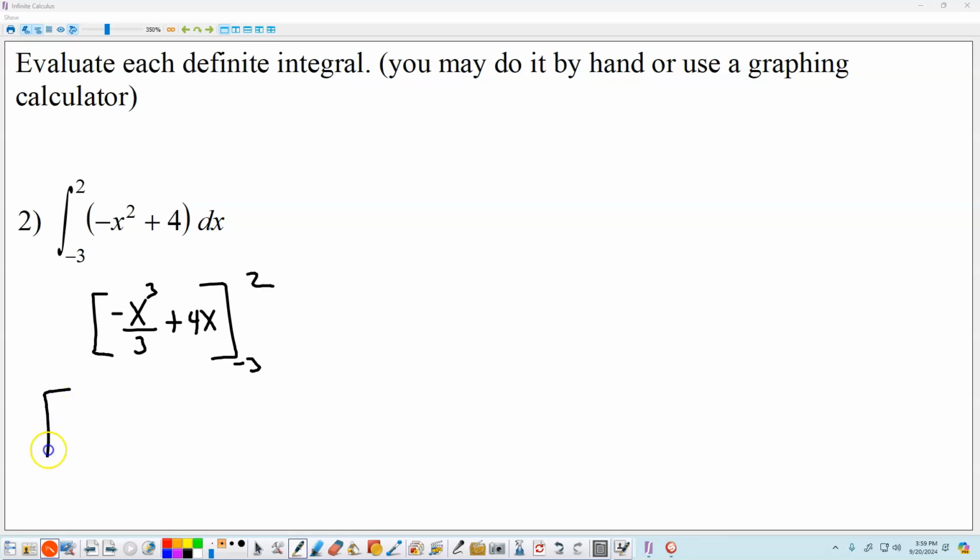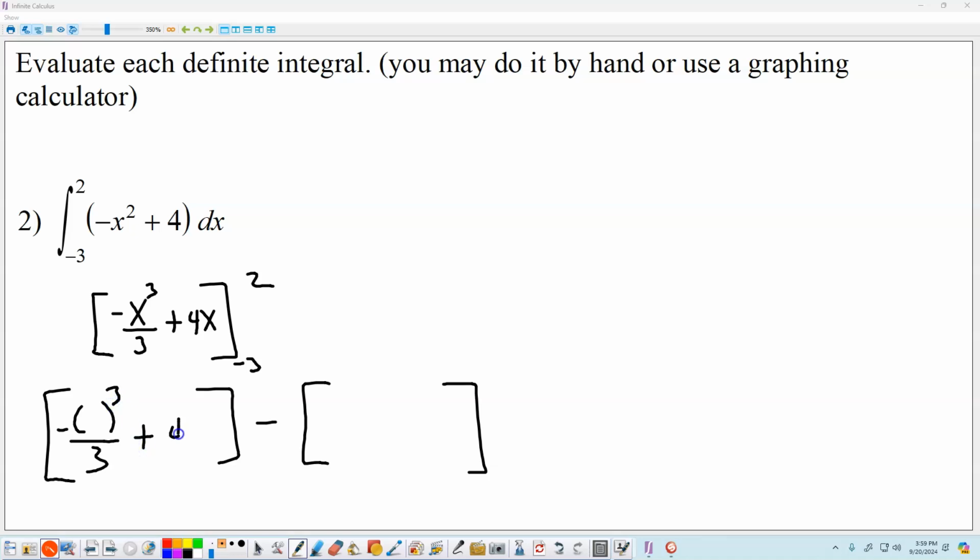After that we do the fundamental theorem of calculus. That's where we plug the top number in and the bottom number in, and then subtract the results from each other. So we're plugging in 2 first, and then -3 second. From there we're going to go ahead and start simplifying the expression here.